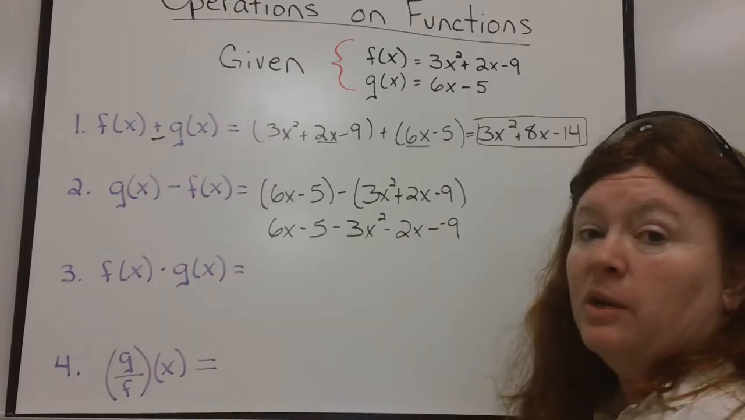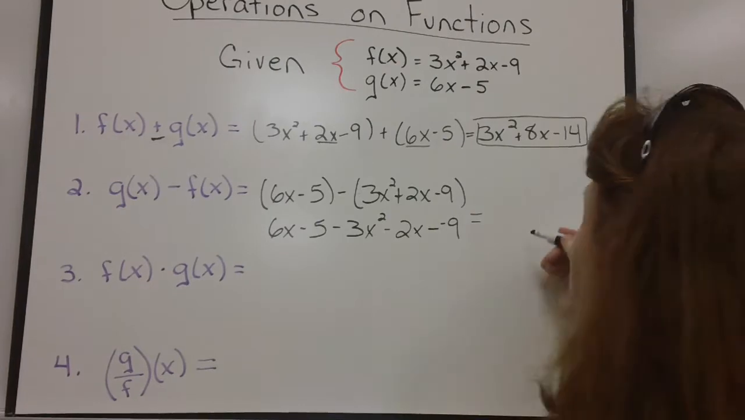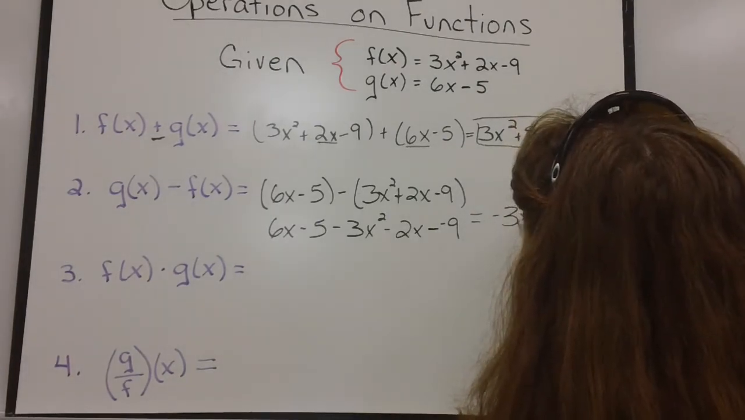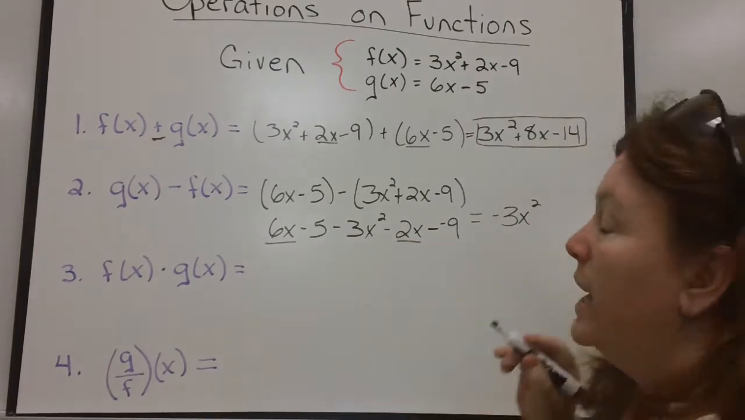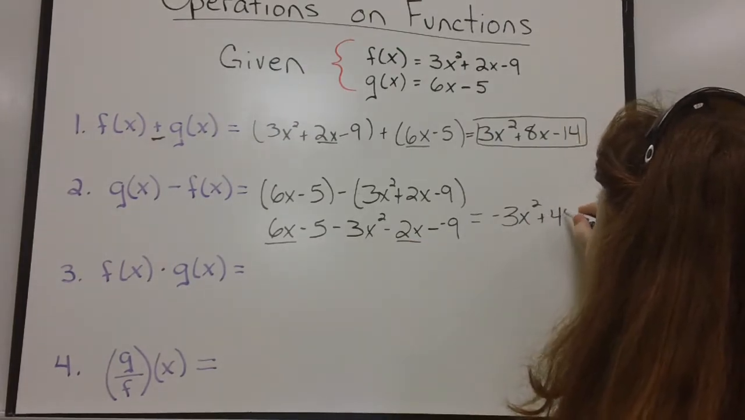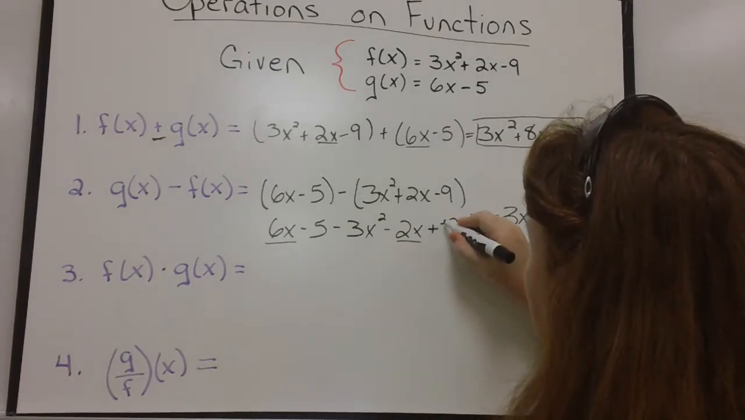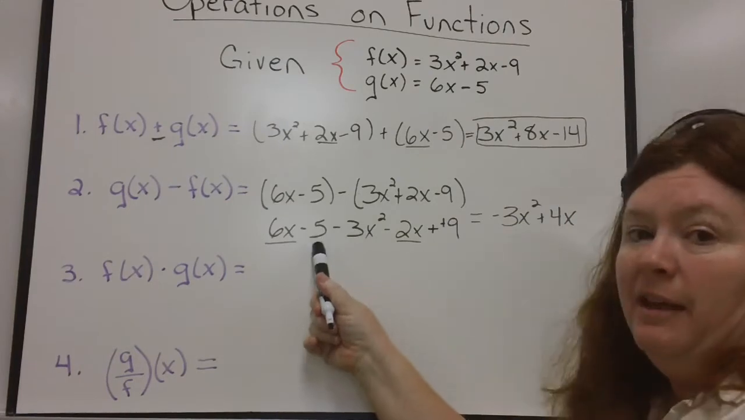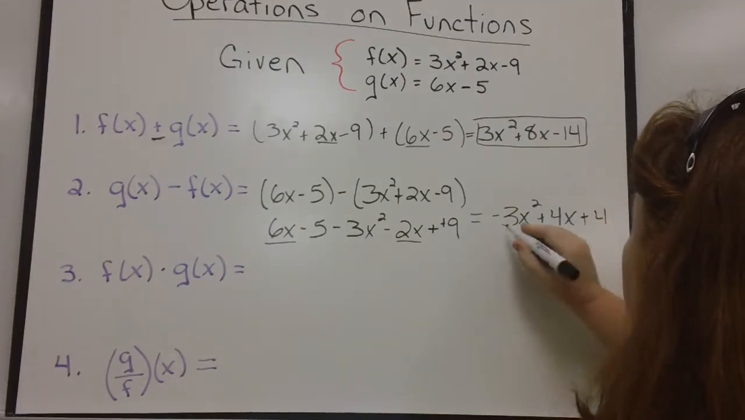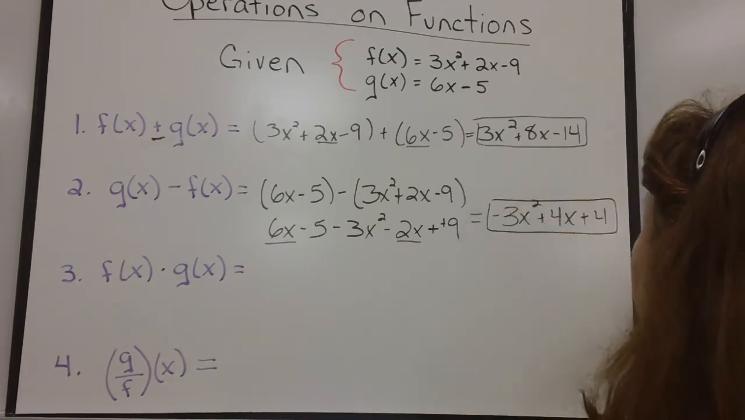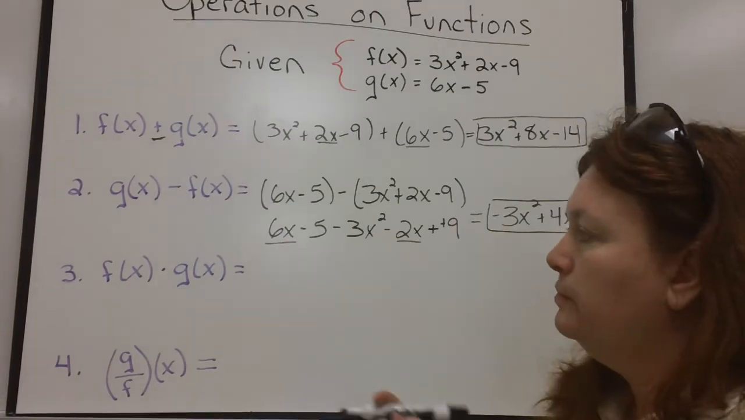Now let's put everything in order and combine like terms. I have a negative 3x squared. I have a 6x minus 2x, which is a positive 4x. And I'm going to remember that minus a negative is plus a positive. And I have a negative 5 plus 9, which is plus 4. Negative 3x squared plus 4x plus 4.